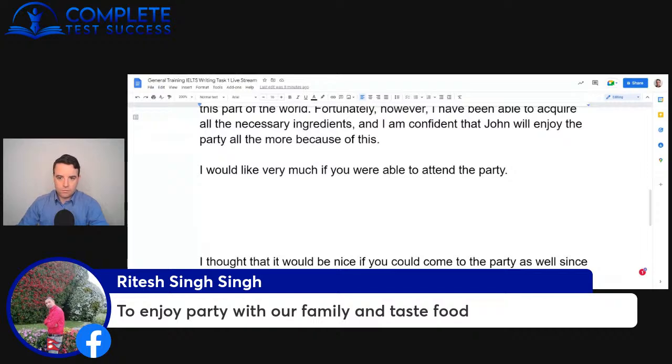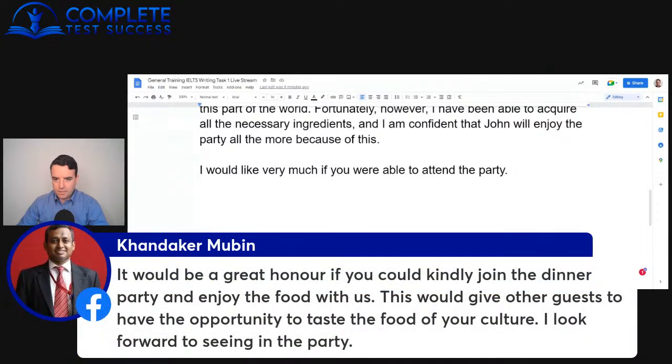Okay, so this will probably be the last one that we're looking at here. "It would be a great honor if you could kindly join the dinner party and enjoy the food with us." Lovely. So very clear and very formal. So exactly what we're looking for.